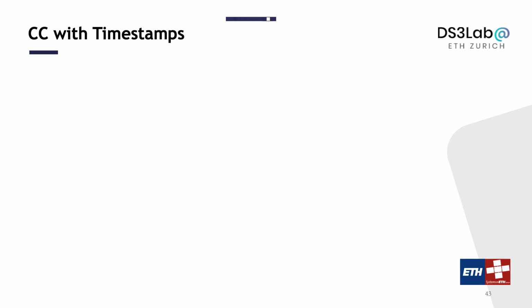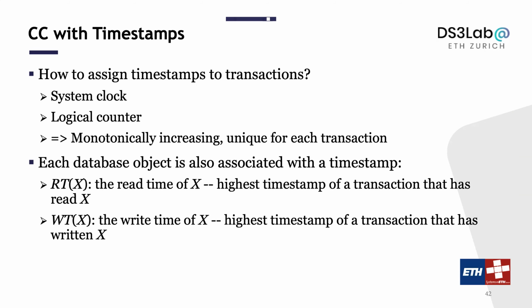And then there is also the write time of X. That's the highest timestamp of a transaction that has written X. Whenever I have one transaction that tries to write to X, I keep note of the timestamp of that transaction. I take the max, and that's my write time for that object.